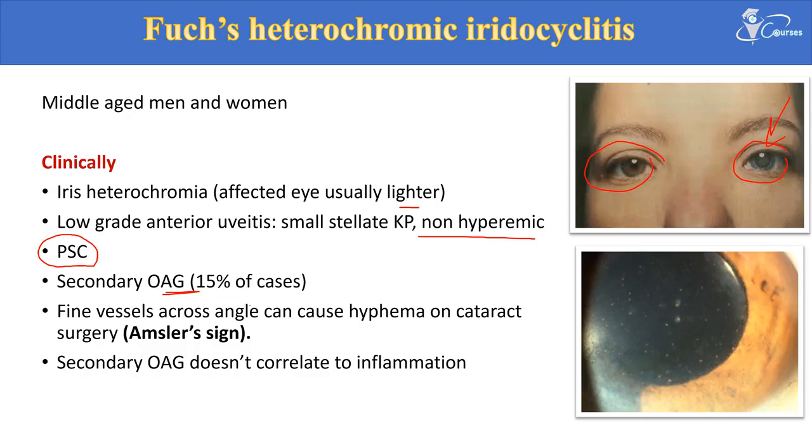There is also a very famous sign that those patients will have fine vessels in the angle. These fine vessels will bleed on opening of the anterior chamber. Like in those patients who are doing cataract surgery, we are opening a paracentesis. So this paracentesis will injure these fine blood vessels in the angle, leading to intraoperative hyphema. This is called the Amsler sign. And the secondary open angle glaucoma doesn't correlate with the inflammation. So if it develops, it will be more severe despite the minimal inflammation.